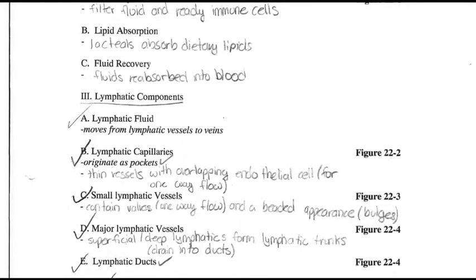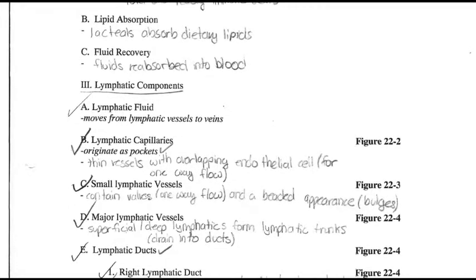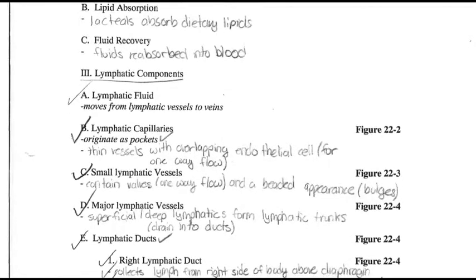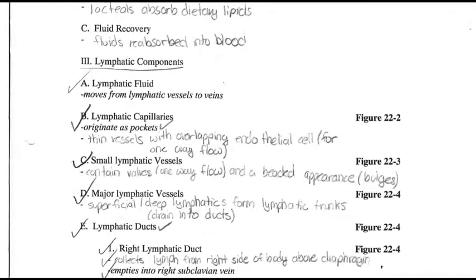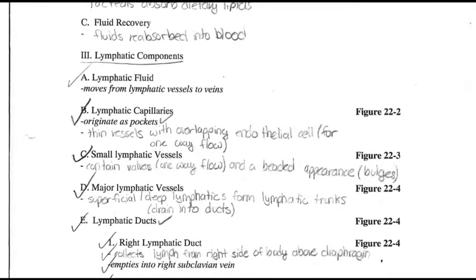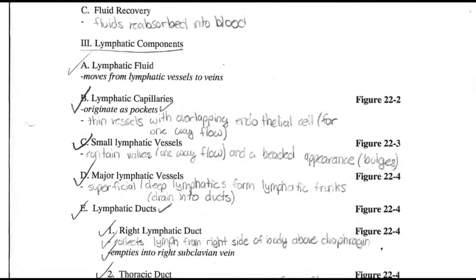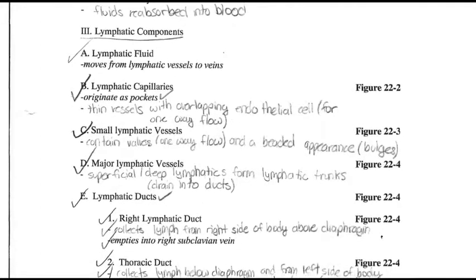C. Lymphatic vessels. Lymphatic vessels contain valves for a one-way flow, and they also have a beaded appearance. D. Lymphatic vessels. Lymphatic vessels are superficial and deep lymphatics from lymphatic trunks that drain into ducts.